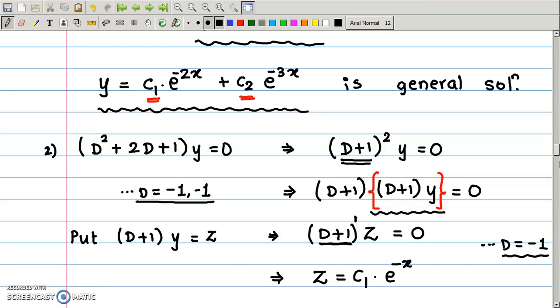In the next module, we summarize how to find solutions for non-repeated as well as repeated real roots, and we discuss what the case is if the auxiliary equation has complex roots.